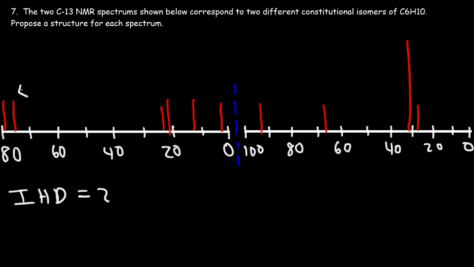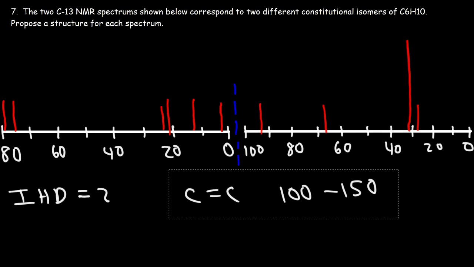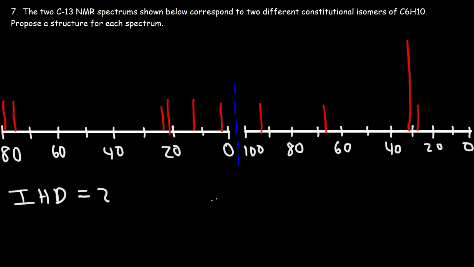Now notice that we have a signal between 70 and 80. We have 2 of them. And so this can't be a double bond because alkenes exist between 100 and 150. So that is not going to be the situation here. Now, a ring won't give us a signal between 70 and 80. And we don't have any oxygen atoms, so there are no ethers or alcohols. The only possibility is the alkyne.